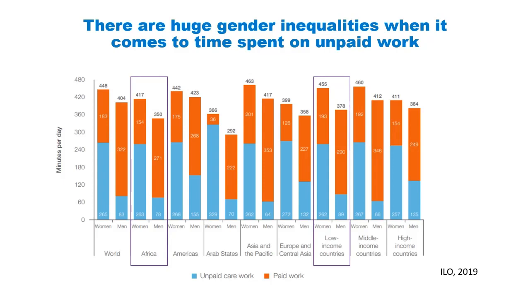When you look at the data for Africa, unpaid care work is in blue. Women spend 263 minutes per day doing unpaid care work compared to 78 minutes for men. And they have less time to do paid work, estimated at 154 minutes compared to 251 minutes for men.